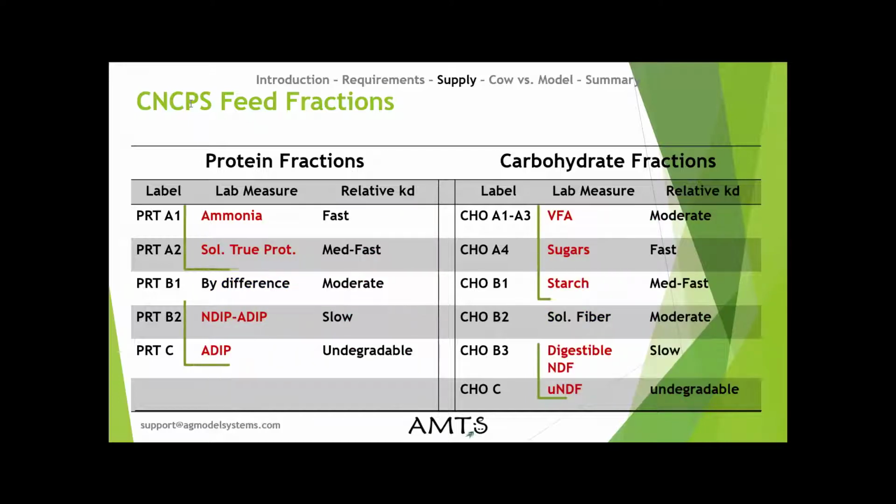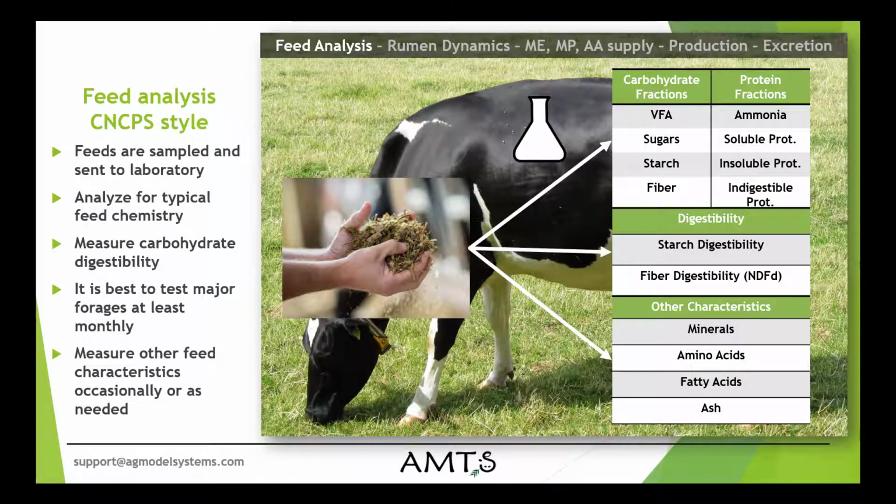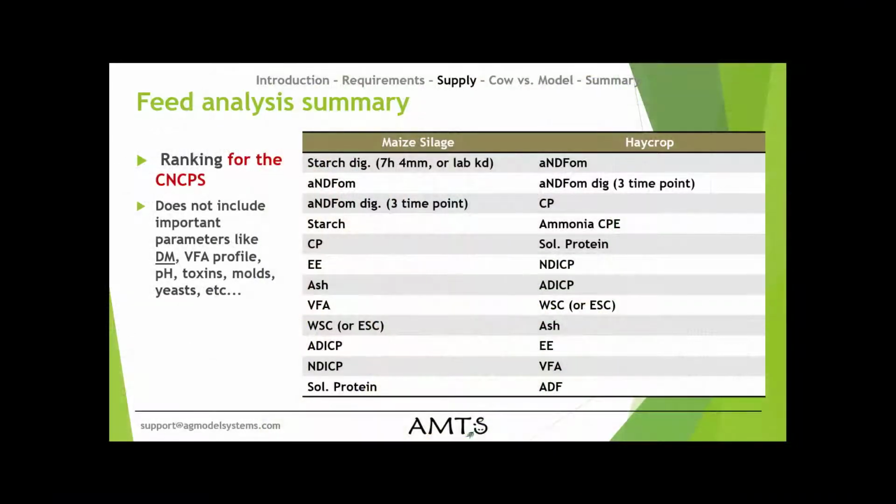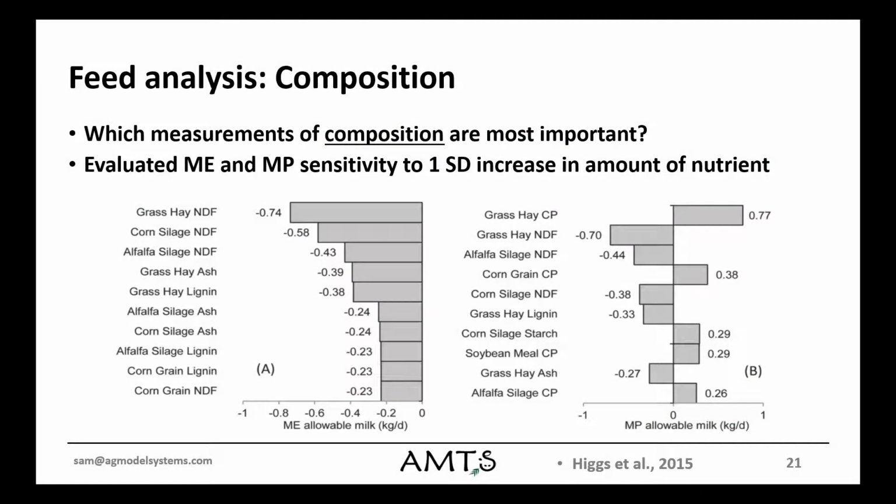The red values here are the ones that we can measure in a lab, and these are the ones that we need to have in order for the model to be able to predict well. Of course, there are many more measurements, and there are some that are more important than others. I encourage you to look into some of the sensitivity analysis that have been performed on the CNCPS to help understand which ones are most important. That will help guide you through the process of understanding which analyses need to be performed most often.